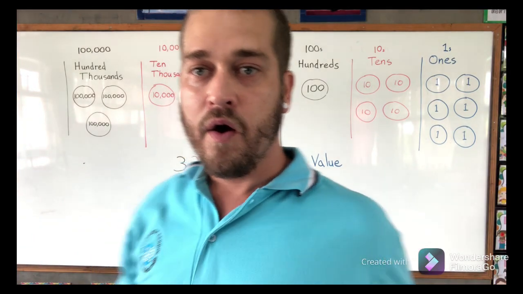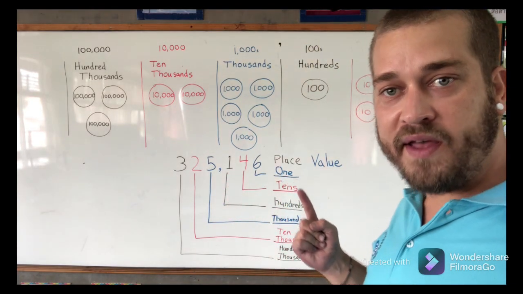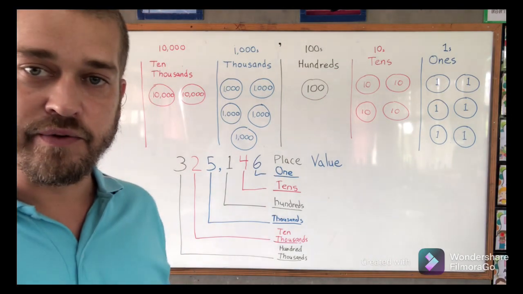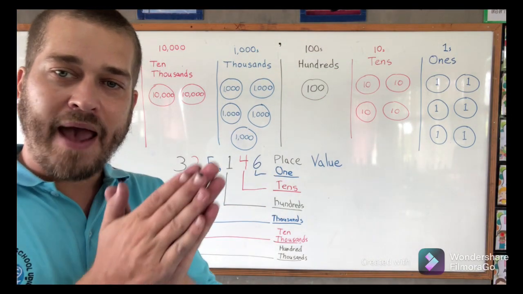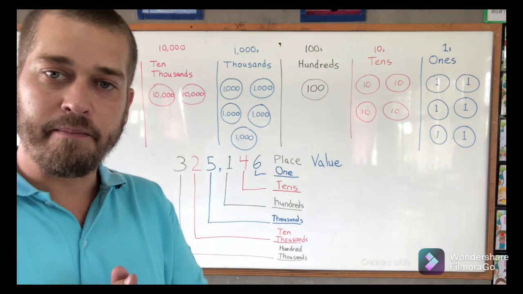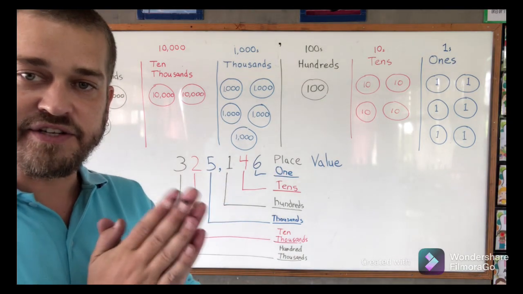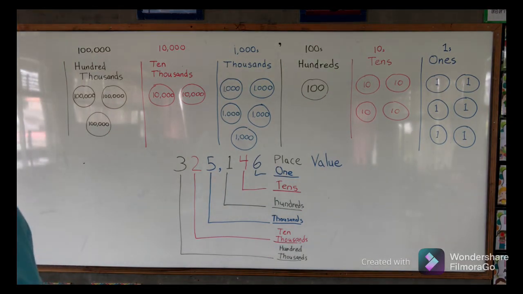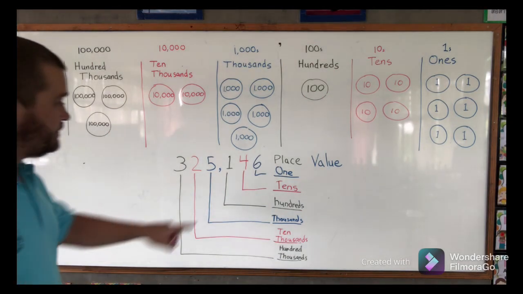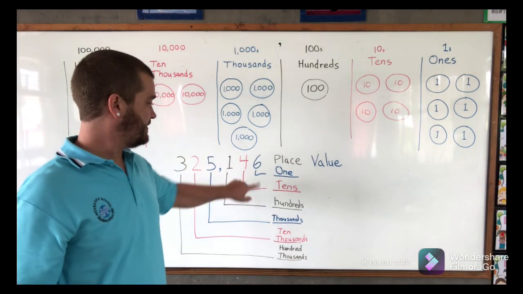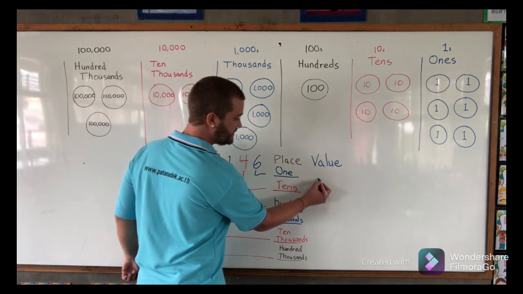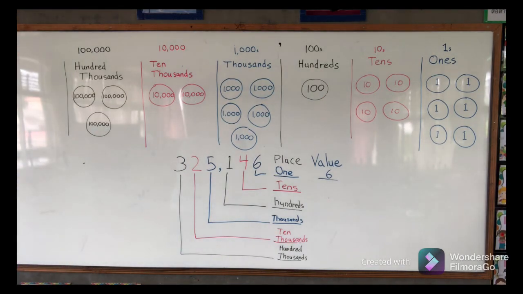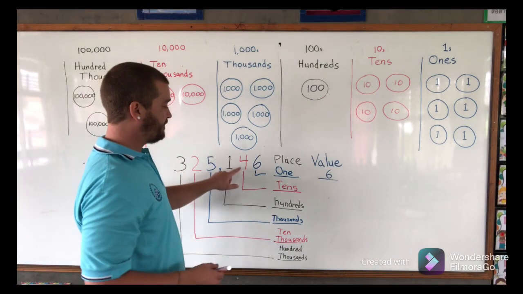So after that, we know what place each number is in. Let's find the value. The value is, if you added up each number, how do we get to 325,146? So, what value is the 6? It's just 6 ones, right? So 6. What about the 4? How many tens? There's 4 tens.